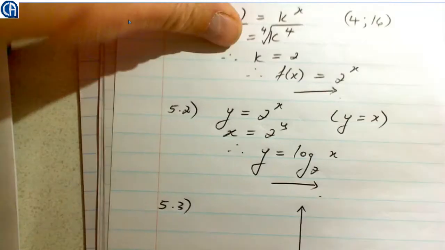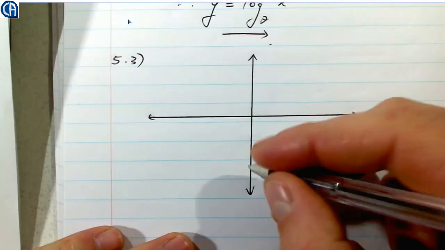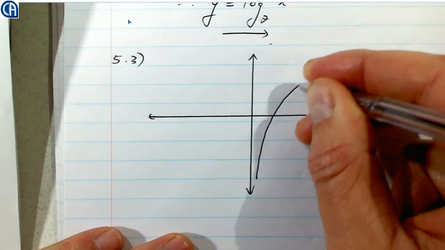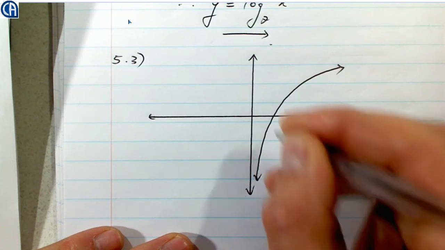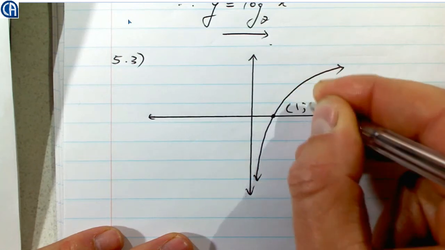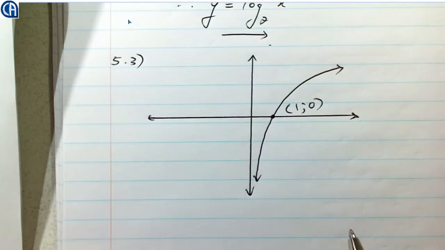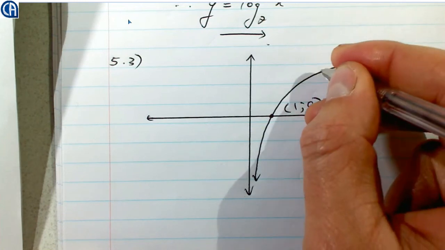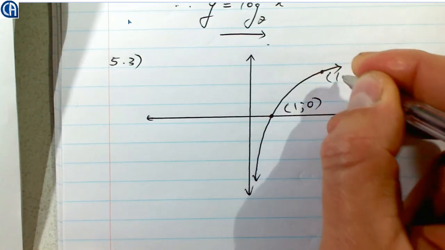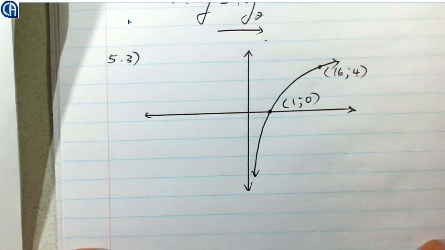Right, an increasing log function. Increasing log function, that's log 2x. That point is (1, 0). So (4, 16) then becomes (16, 4).